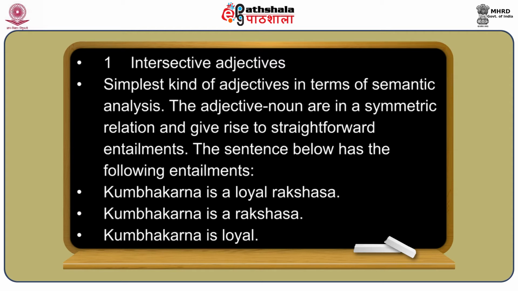Kumbhakarna is a loyal Rakshasa. Kumbhakarna is a Rakshasa, Kumbhakarna is loyal. The phrase loyal Rakshasa is a complex predicate formed from two simpler predicates, loyal and Rakshasa, which are independent of each other. Together, they derive the truth conditions that Kumbhakarna is a loyal Rakshasa if and only if Kumbhakarna is loyal and Kumbhakarna is a Rakshasa.